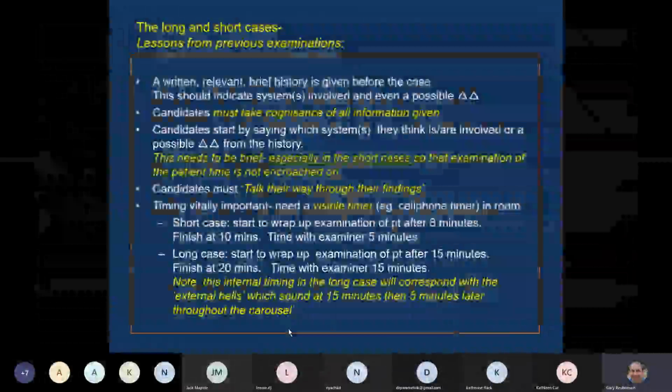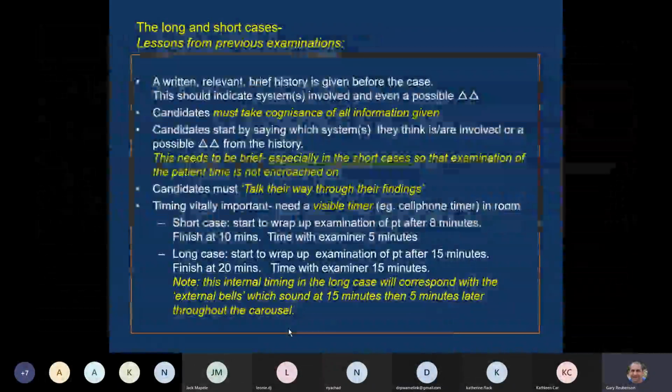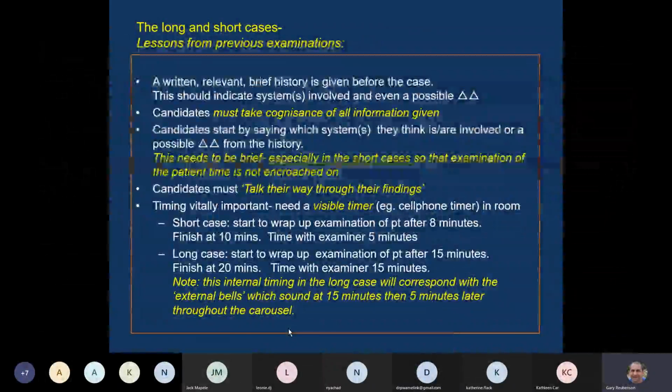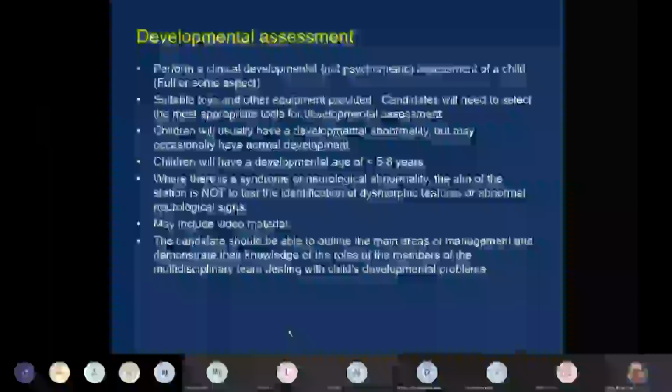The sort of thing that we've learned over time around the long and the short cases is people don't always note information that's been given to them. I'm trying to see what else is here. Yeah, this is all pretty much old. Most people are kind of over these sort of mistakes. But the big thing still is that information is given outside and inside the station, and candidates don't necessarily always take note of that information.